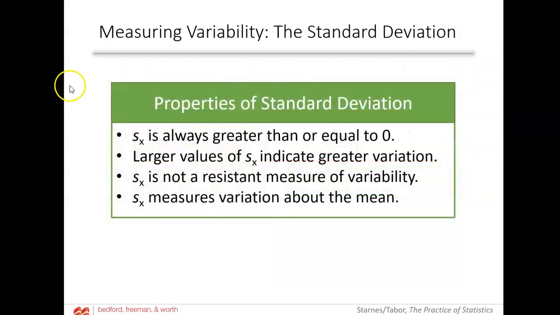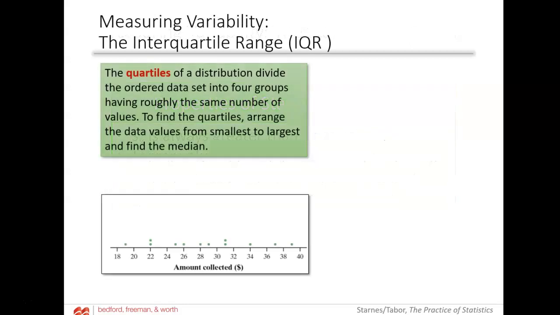What does that mean? All right, well, first of all, let's talk about properties of it. The sample standard deviation is always greater than or equal to 0. Okay, it has to be a positive value. The larger the values of sample standard deviation indicate greater variation. It is not a resistant measure of variability, and it measures variation about the mean. Okay, so if I translate this third one here, outliers would affect your standard deviation. And if you got rid of the outliers, you'd get a new standard deviation. That might be more appropriate.